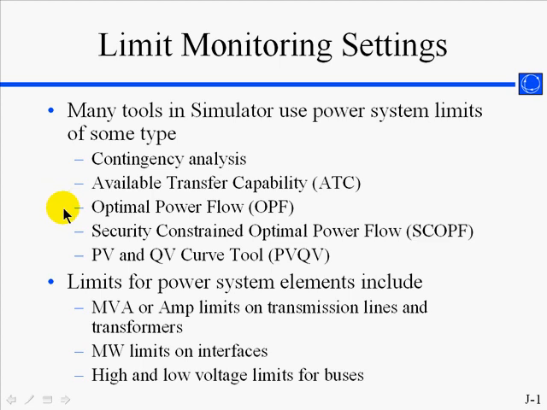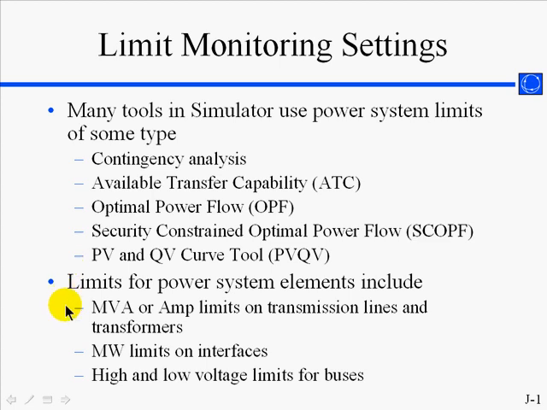The optimal power flow enforces transmission limits and interface limits when it seeks the least cost dispatch, as does the security constrained optimal power flow, which incorporates contingency analysis and the optimal power flow. The PV and QV curve tool can be set to ramp a transfer out until voltages become inadequate.